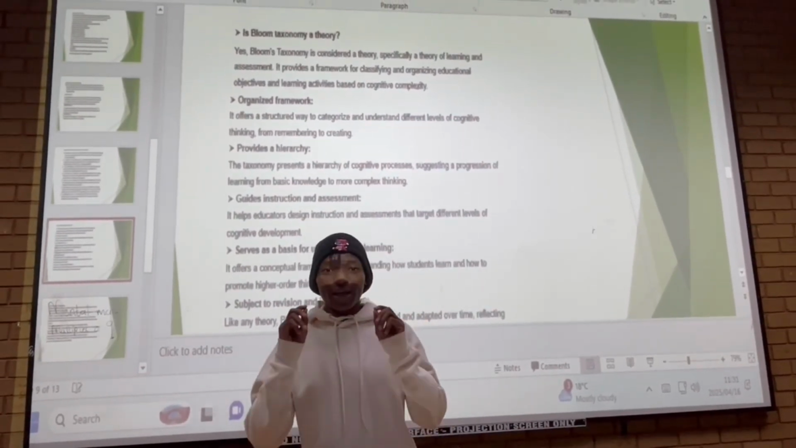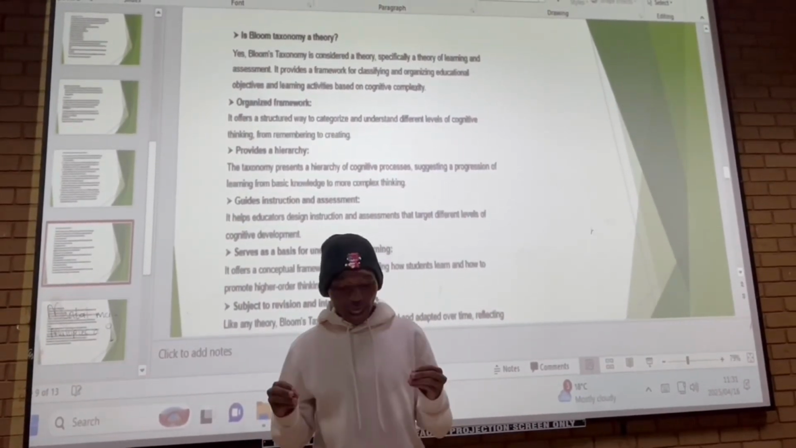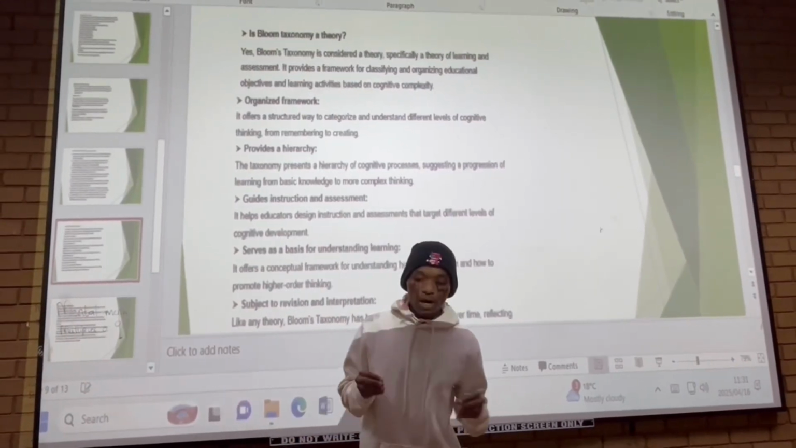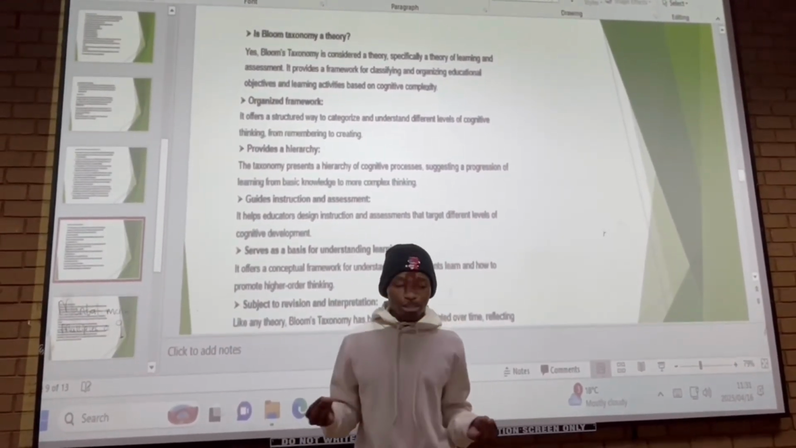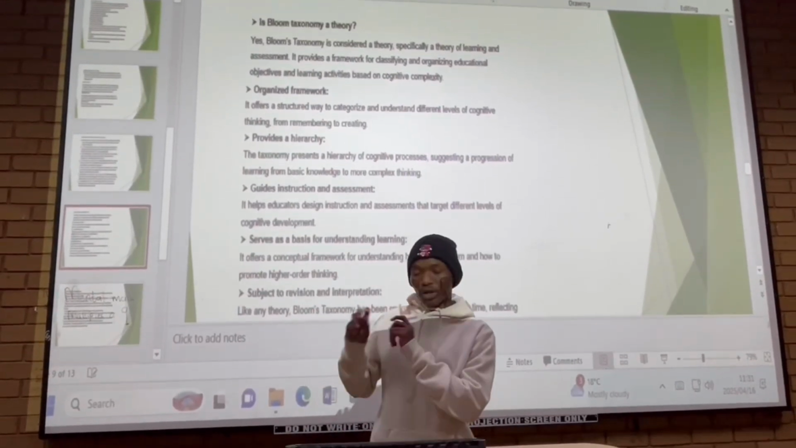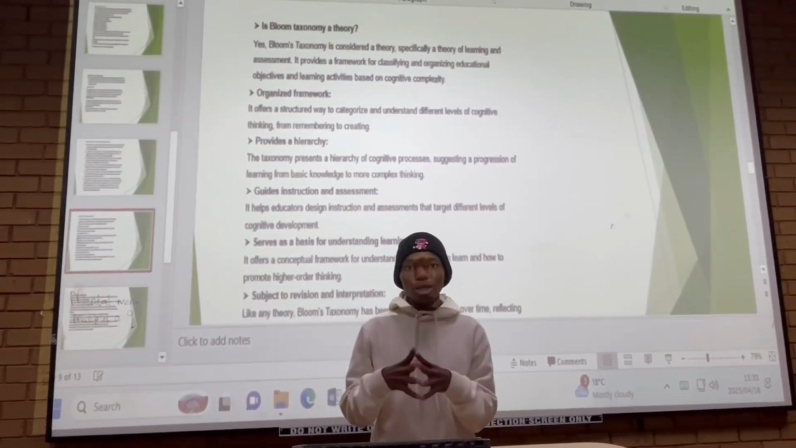I'm going to explain whether Bloom's taxonomy is a theory or not. We found out that Bloom's taxonomy is considered a theory, specifically on learning and assessment. It provides a framework for classifying and organizing educational objectives and learning activities based on cognitive complexity. We have four points that we're going to look at.